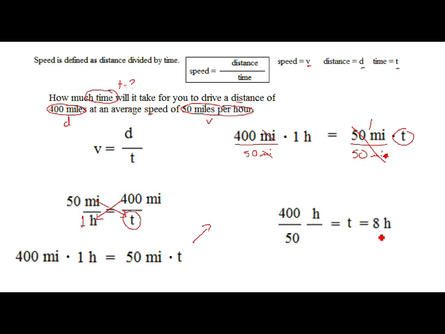Now we have to deal with the final answer. How many significant figures are we supposed to have? I've got one significant figure in 400 miles, those zeros are placeholders, and in 50 miles per hour I also have one significant figure. So my answer can only have one significant figure, and 8 hours is one significant figure.